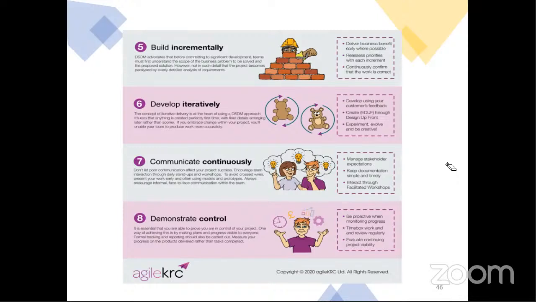So continuous communication will help me to understand what the stakeholders' expectations are. Demonstrate control. Be proactive when monitoring the progress. Time box work and reviews regularly. Evaluate continuing the project visibility. So these are my 8 features of DSDM.